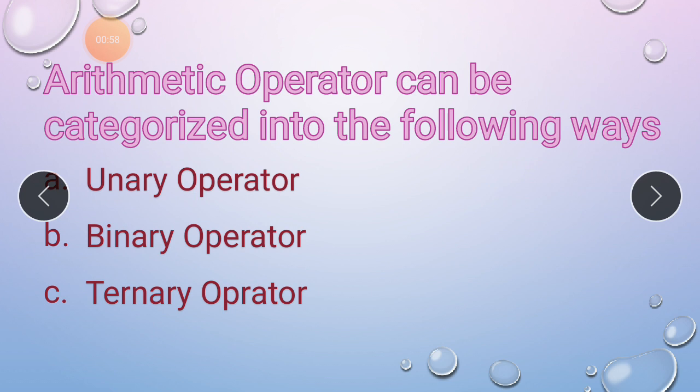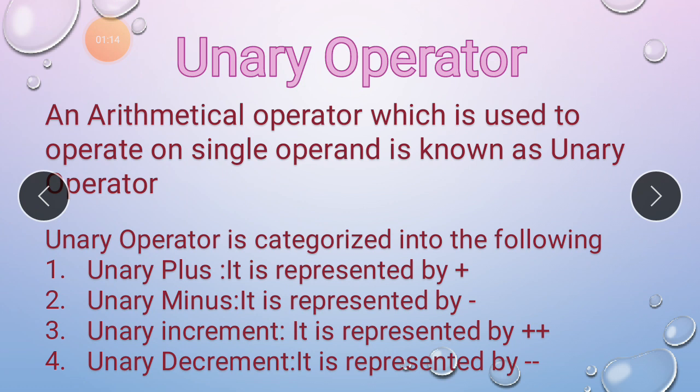Arithmetical operators can be categorized into the following ways. The first one is unary operator, the second one is binary operator, and the third one is ternary operator. Let us see in detail about the unary operator. An arithmetical operator which is used to operate on a single operand is known as a unary operator.